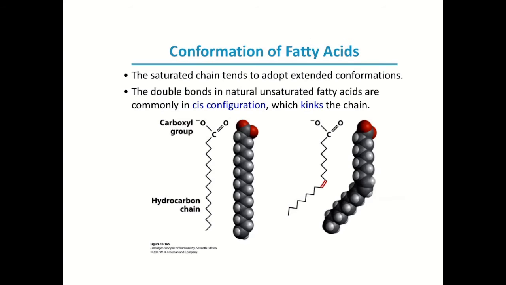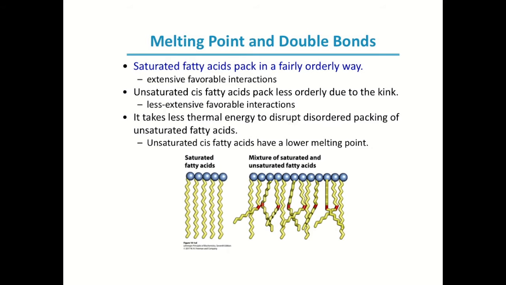temperature. The saturated fatty acid chain tends to adopt extended conformations, whereas unsaturated fatty acids have a kink in the chain due to that double bond, so they do not adopt extended conformations. As a result, whether they're extended or kinked affects how orderly they can pack. So saturated fatty acids pack in a fairly orderly way, shown here, whereas unsaturated fatty acids pack less orderly. And therefore, the greater ordered saturated fatty acids require more thermal energy to disrupt. Therefore, they will have a higher melting point.